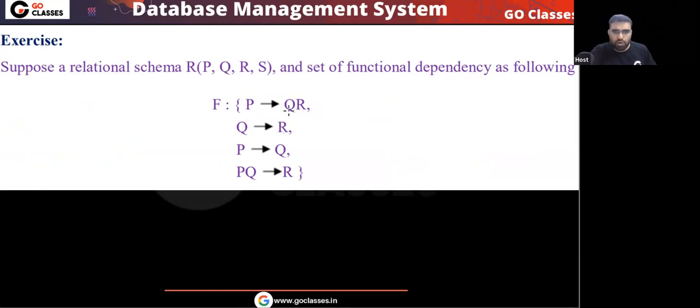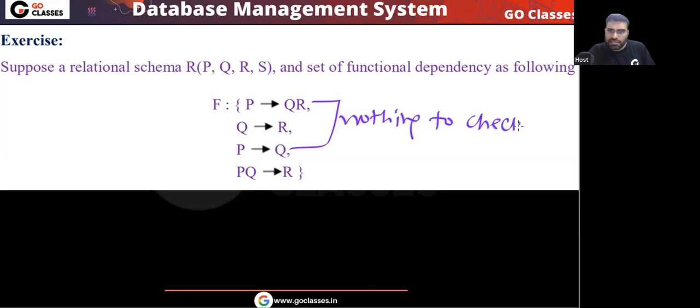Now you tell me, where should we check? Single attribute, nothing to check. So in these three, there is nothing to check. Nothing to check on LHS.